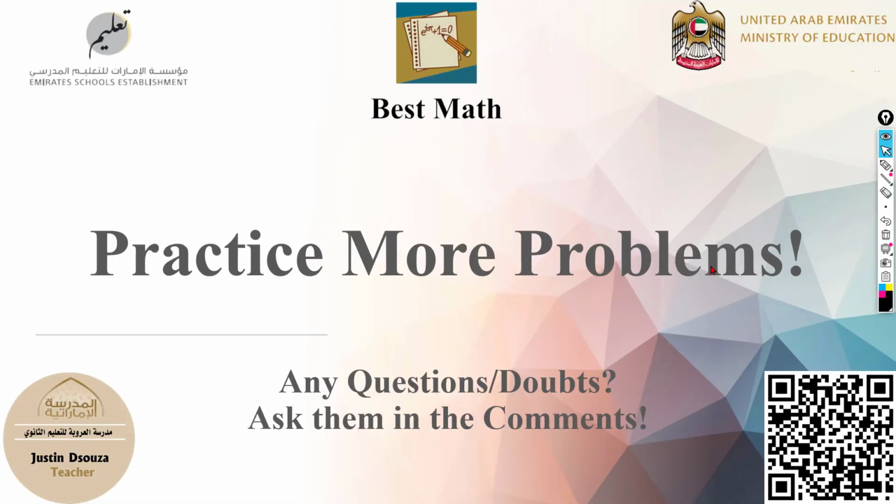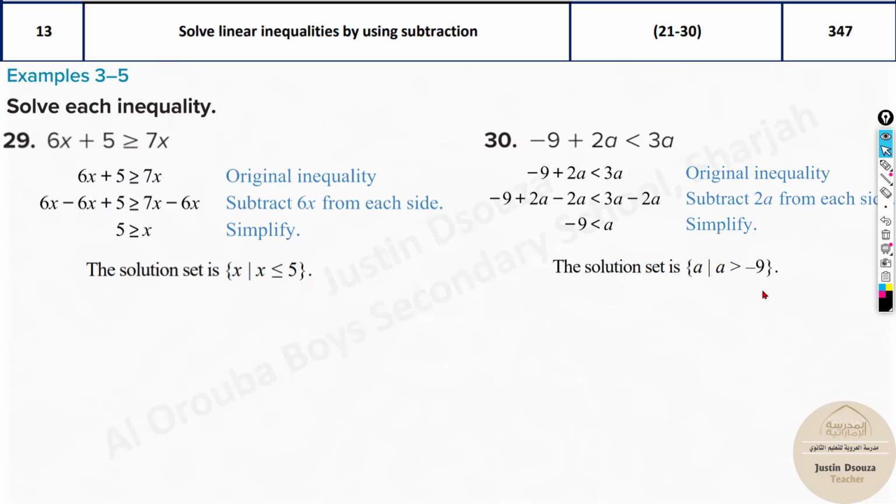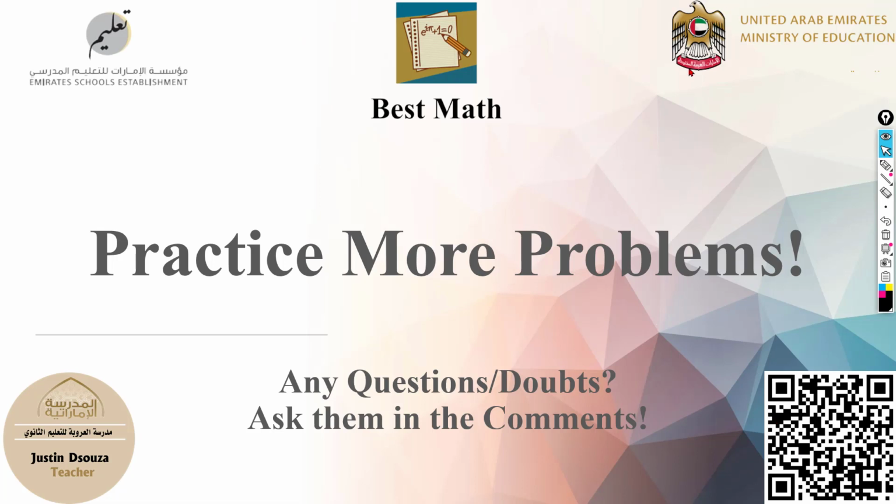Please be careful when you're having two variables. Make sure you move the smaller variable and always try to keep the variable on the left side like this, and then the number on the right side of the inequality.